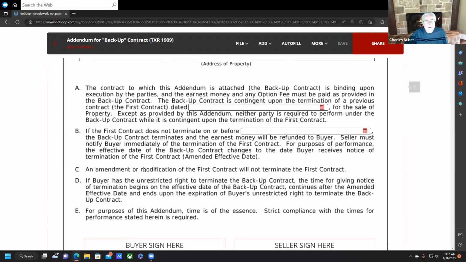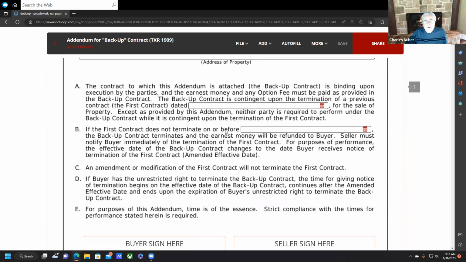So if the first contract does not terminate on or before, okay, so you can't extend it out past the closing date because you can't sell a house you don't own anymore. But you want to understand, you might ask the listing agent, when is it going to close? What's the paragraph 9? What is the closing date of the original contract? And maybe your client just wants to hang around long enough to see if they're going to opt out during the option period. So you might just add 20 days to that. Okay.